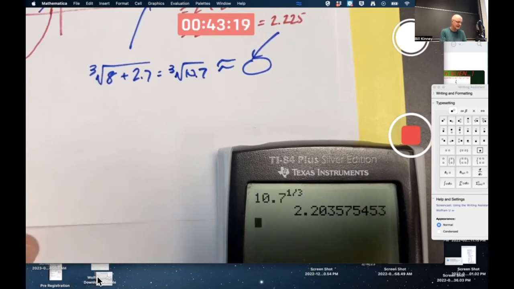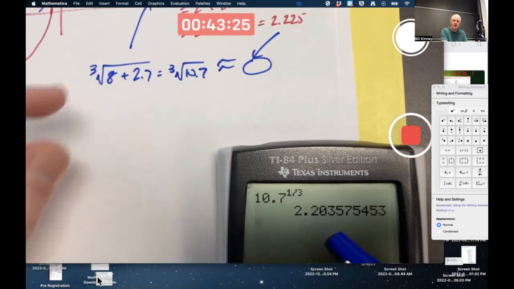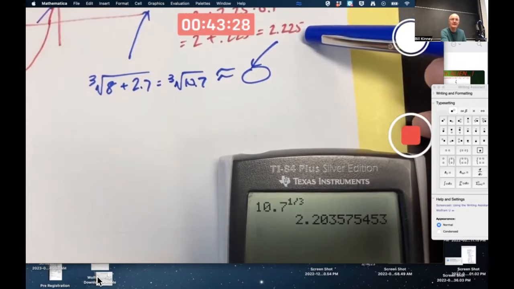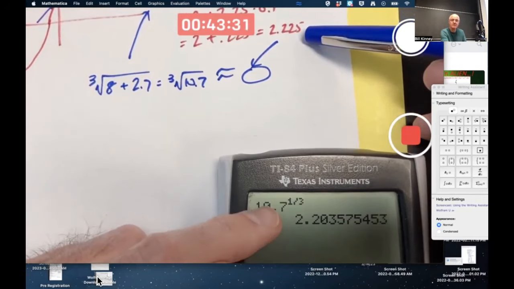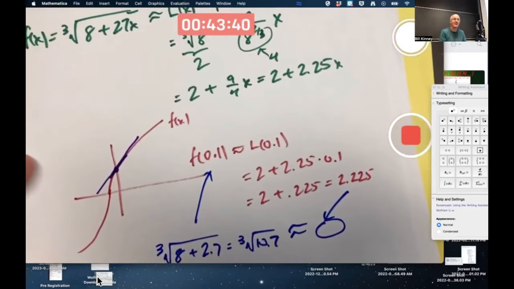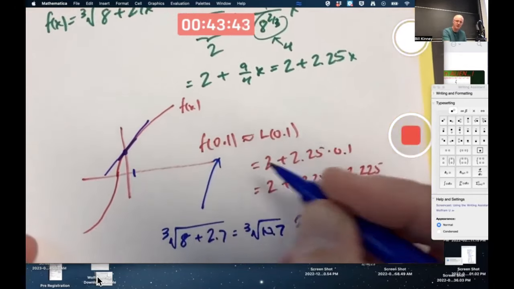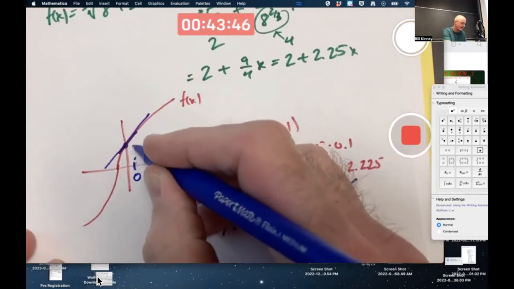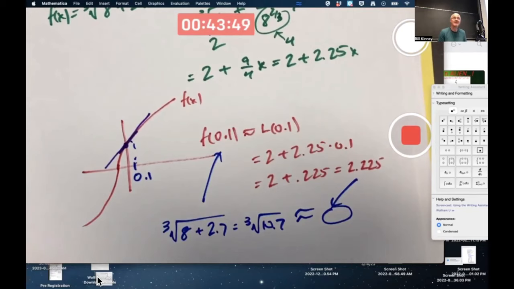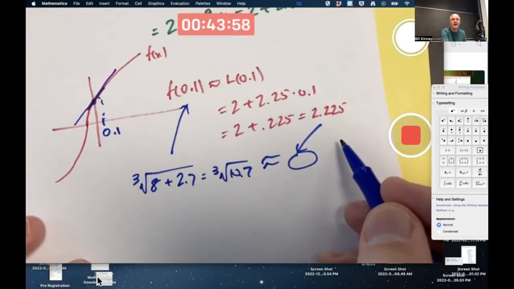Notice that the number we get from the linear approximation, 2.225, is a little bit bigger than the actual value. You should be able to explain why on a test. How? Look at the graph. We just plugged 0.1 into f. The graph of f near that point is concave down, so the tangent line is above it. So when we use the tangent line to approximate it, we get an answer that's too big. 2.225 was a little bit too big. An overestimate.